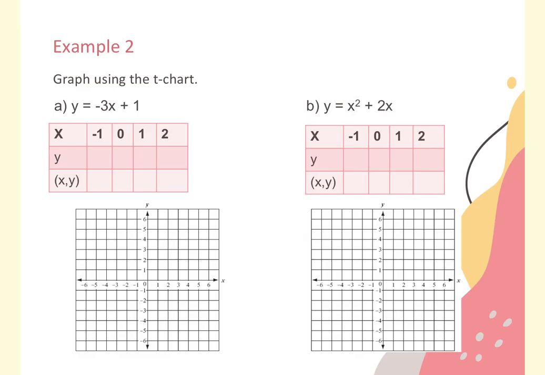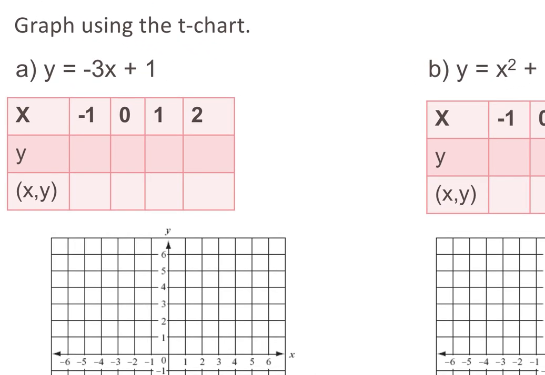All right, so A literally says use the t-chart. Obviously, that is a line. I should be able to graph it without it, but if it gives you the t-chart, you're going to use it. So I'm going to plug in -1. I'm going to plug in 0. I'm going to plug in 1. And I'm going to plug in 2.